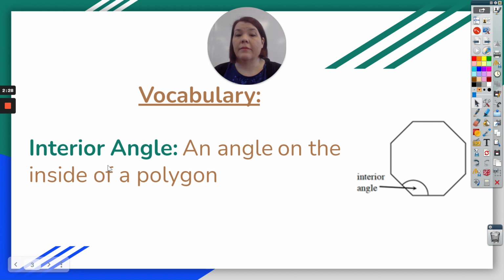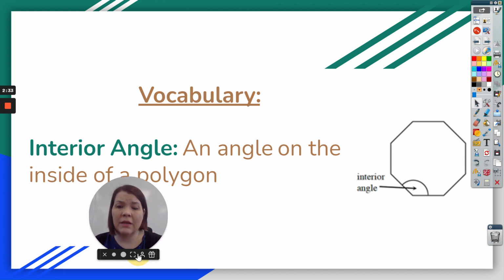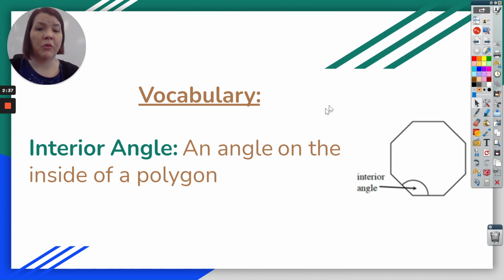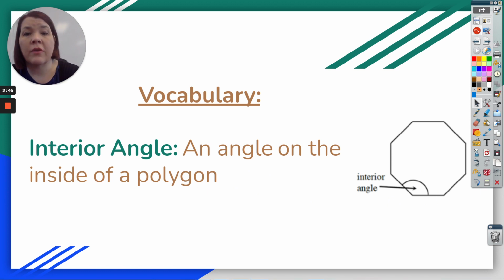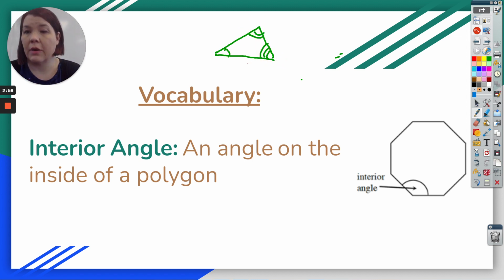All right, the interior angle is the angle on the inside of a polygon. An angle on the inside of a polygon is called the interior angle. So that's an interior angle. When we talk about the sums of the angles in a triangle, we are always talking about, hey, you add up all 3 interior angles, you get 180. So that's an interior angle, no big deal.